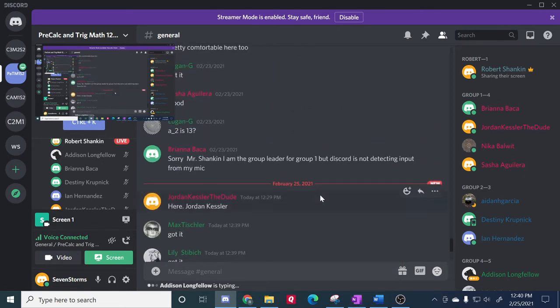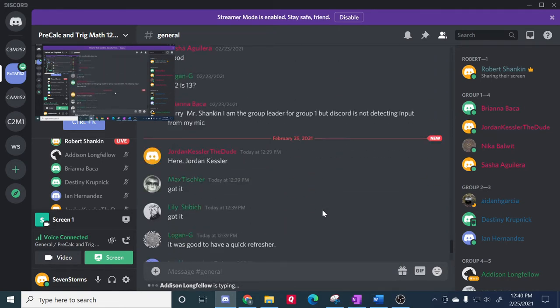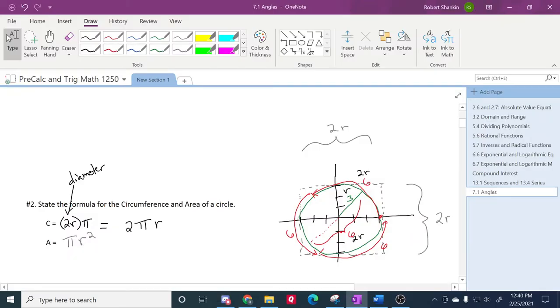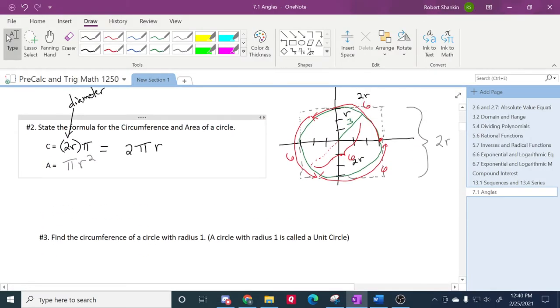So a lot of people looks like they already had this. That's great. And alright. Find the circumference of a circle with radius 1. And a circle with radius 1 is called a unit circle. Let me give you a brief bit of time.